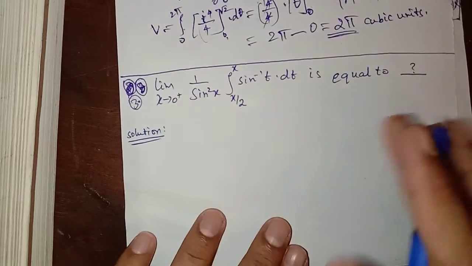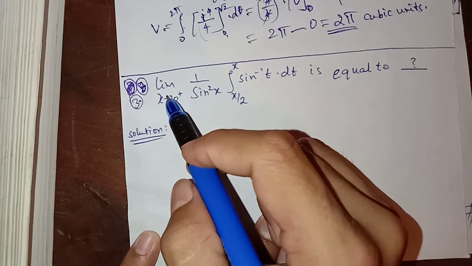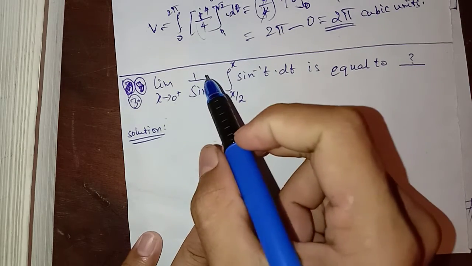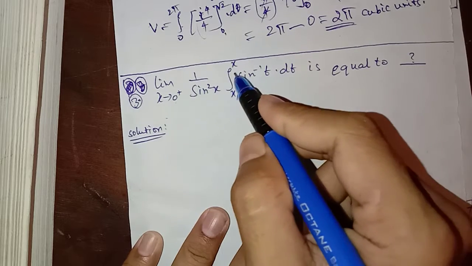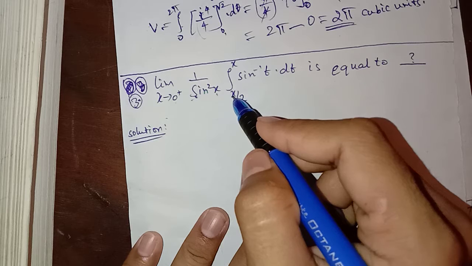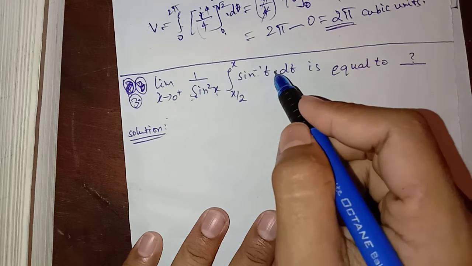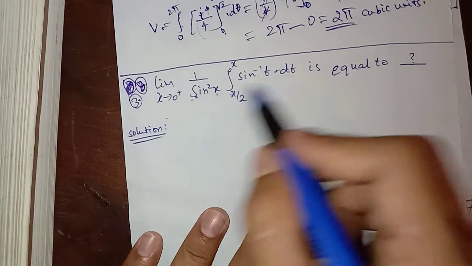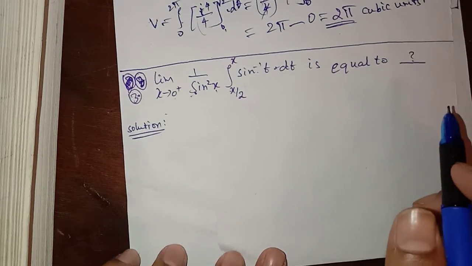Now another problem is here. Limit x tends to 0, 1 divided by sin square x, integration of sin inverse t dt from x by 2 to x is equal to dash, they give.